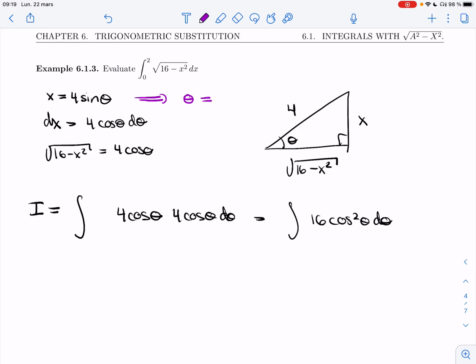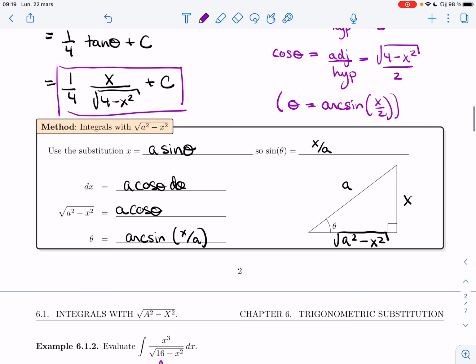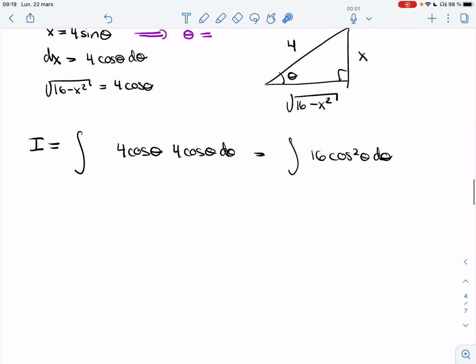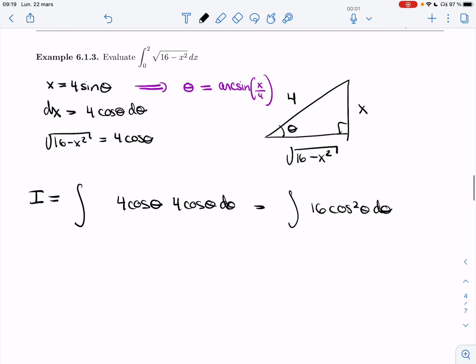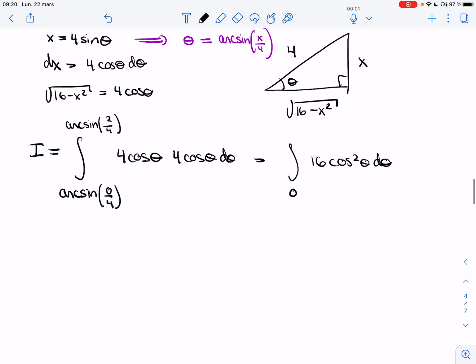Let me solve for theta here. We have it as part of our method, right here. Theta is arcsine of x on a. So theta is arcsine of x on 4. And so that's what I'll use to change my bounds. So arcsine of 0 on 4, arcsine of 2 on 4. So arcsine of 0 is 0. Arcsine of 1/2, that's pi on 6.